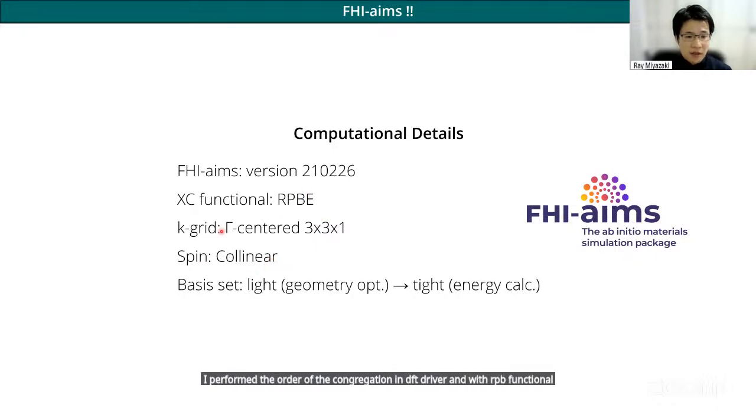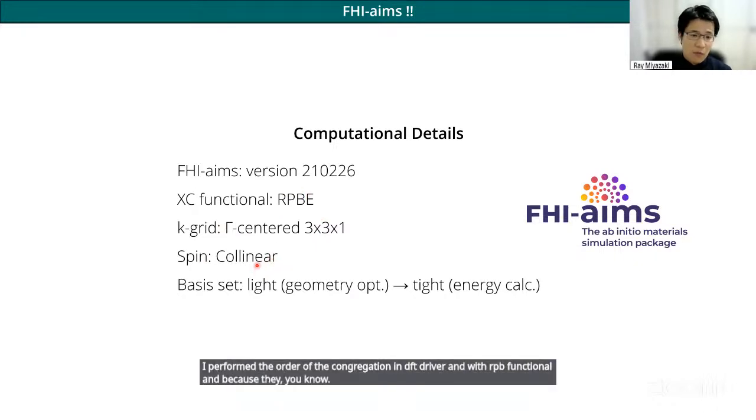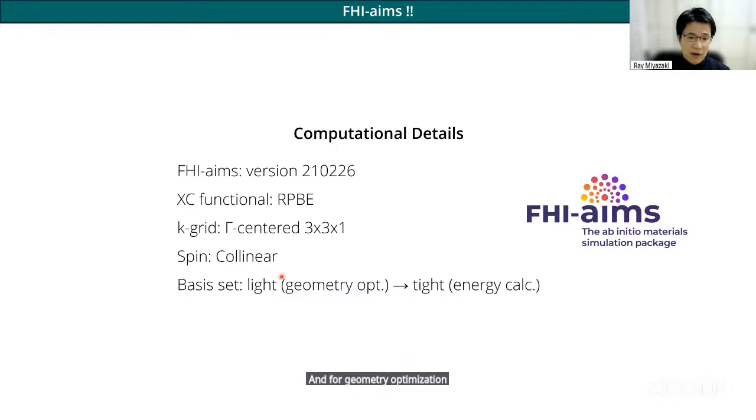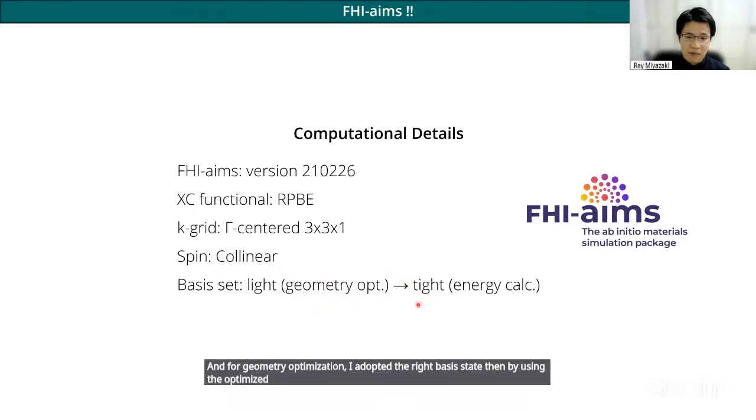Because the ground state of cobalt is a ferromagnetic state, I adopted spin-collinear calculations for the simulation. And for geometry optimization, I adopted the light basis set. Then, using the optimized structure, I performed single point calculations with the tight basis set to get a reliable or more accurate electronic structure and analysis.